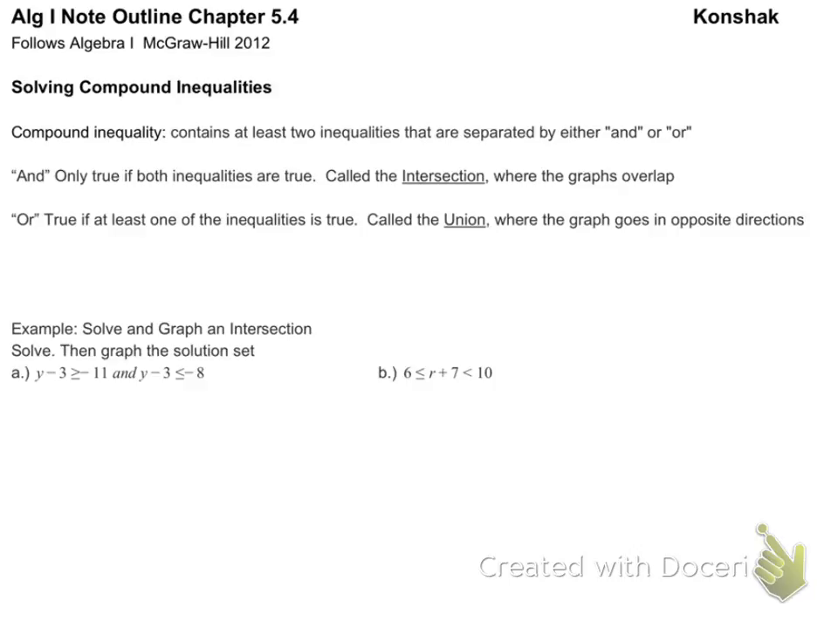So, what we want to do is I want to solve and graph the intersection. So these ones are ands. As you can see by the first example, there is the word "and" in it. So, where is y minus 3 greater than or equal to negative 11, and y minus 3 is less than or equal to negative 8? Here's the cool thing. I am going to solve them individually. But what I'm going to do for sure is bring down the word "and" every single time. And I need to see that every single time, guys.